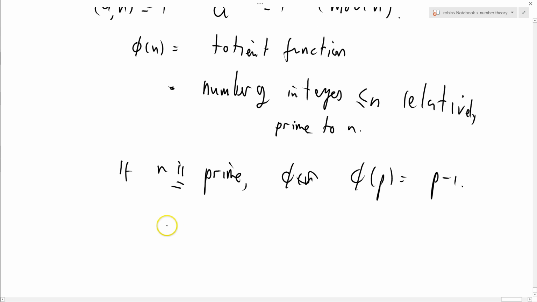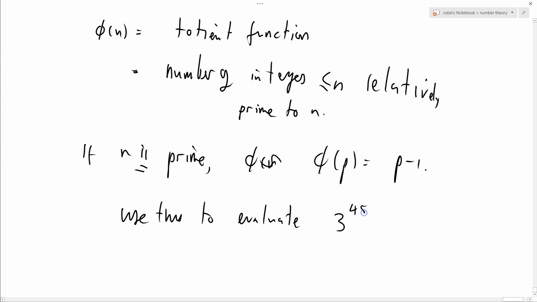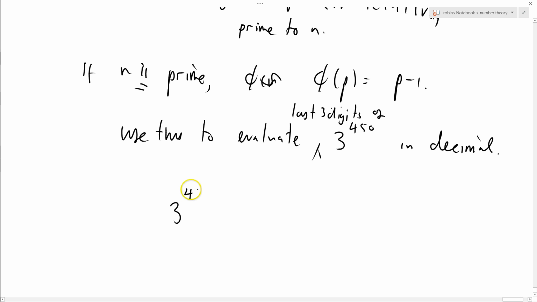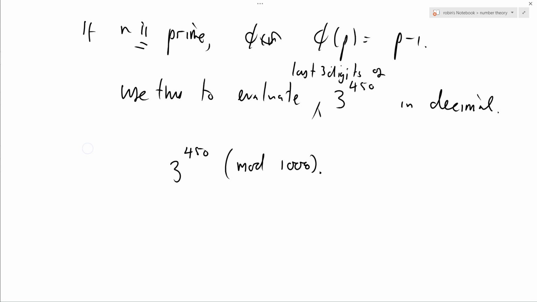And I want to use this to evaluate 3 to the power 450. I want to evaluate the last 3 digits of that in decimal. So what I need to do is to work out 3 to the power 450 modulo 1000. We could just work that out directly by multiplying out this huge thing and keeping track of just the last 3 digits, but we'll think of a cleverer way to do it.